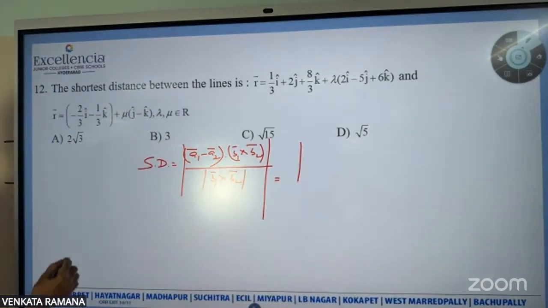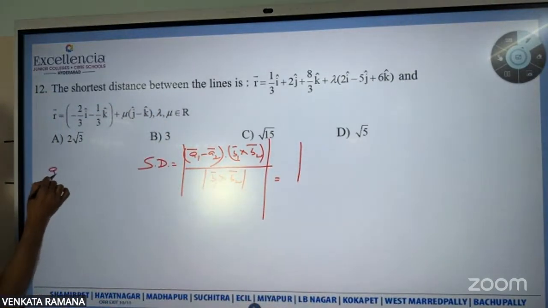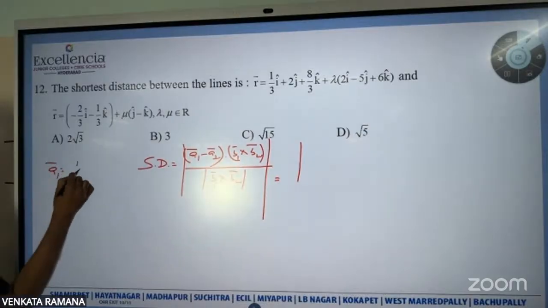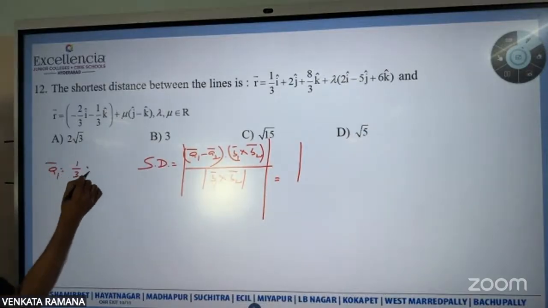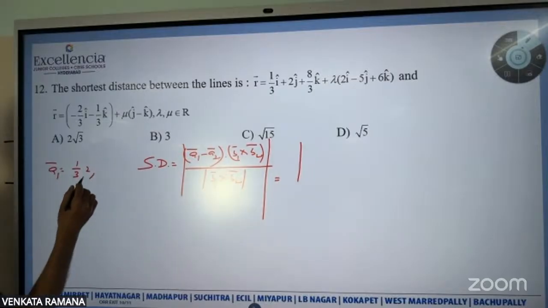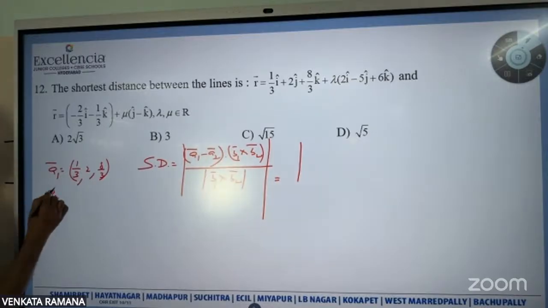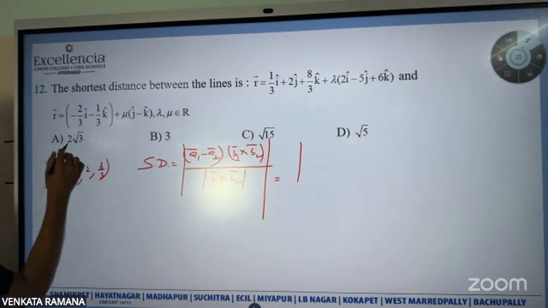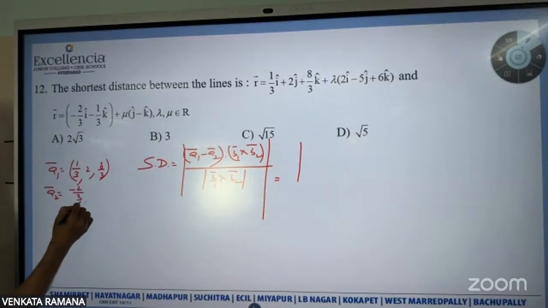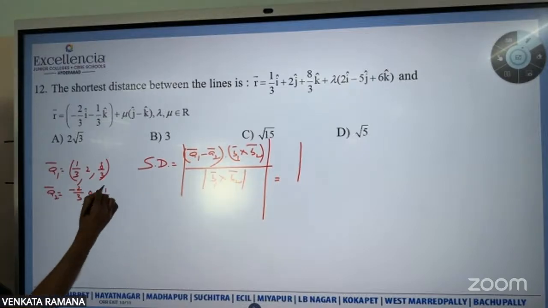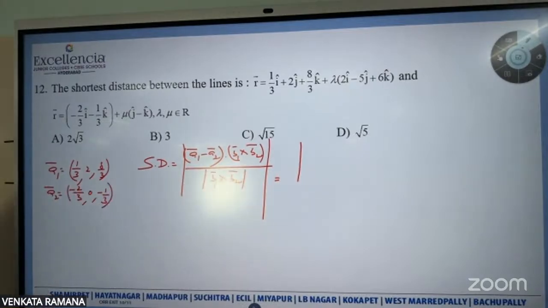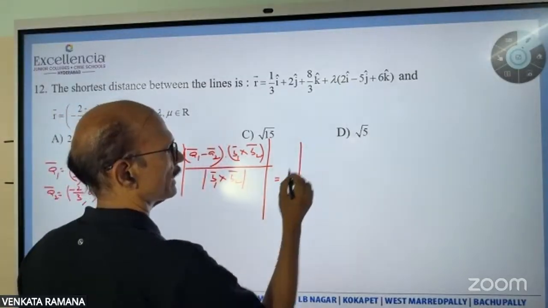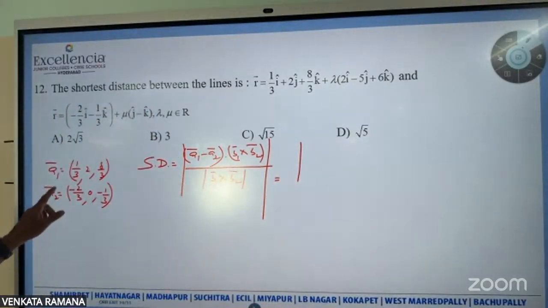First of all, let us write the points one by one. A1 bar is equal to 1 by 3, 2, and 8 by 3. And A2 bar is equal to minus 2 by 3, comma 0, comma minus 1 by 3. So this is nothing but x2 minus x1. x2 minus x1 means 1 by 3.